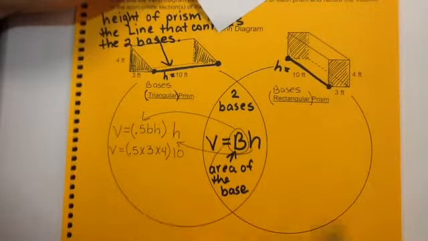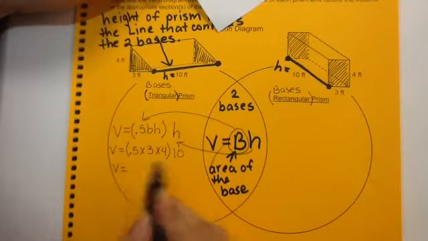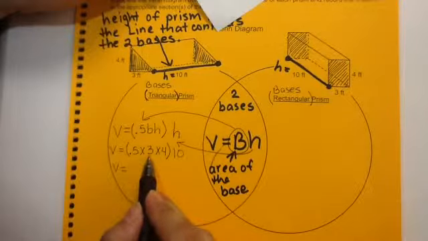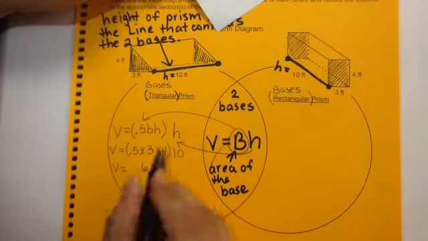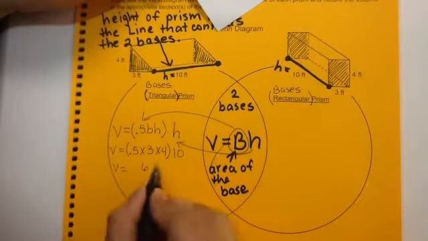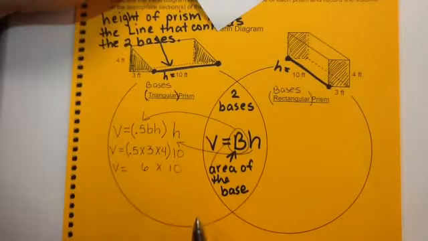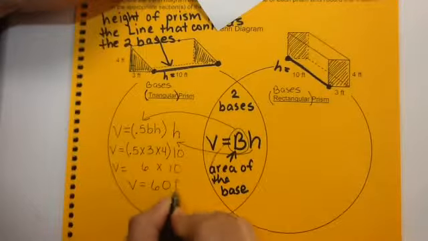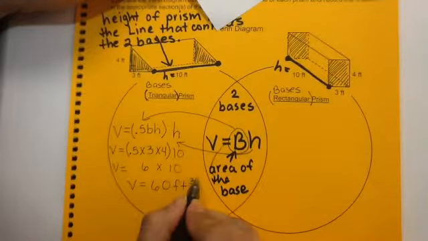Okay? Now let's multiply. What is half of 4? 2. And 2 times 3? 6. So the parentheses is 6 times 10. What's 6 times 10? 60. So the answer is 60 cubic feet.